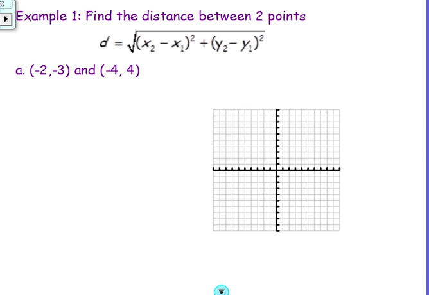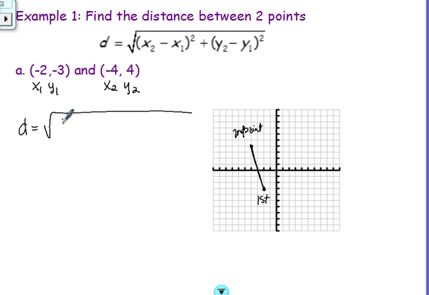So your first example says find the distance between the 2 points, -2, -3. So -2, -3 is right here. That's my first point. And -4, 4. This is my second point. Right? So I want to know how far it is from here to here. To do that, all you do is label your points, x1, y1, x2, y2. And then we plug it in.